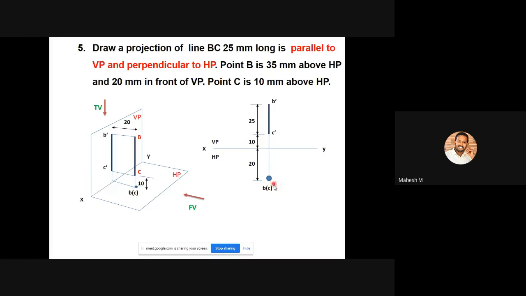And you should name this top view as B bracket C. What is the reason for this notation? Roll number 20. Roll number 20. Yes, sir. Can you explain the B bracket C?